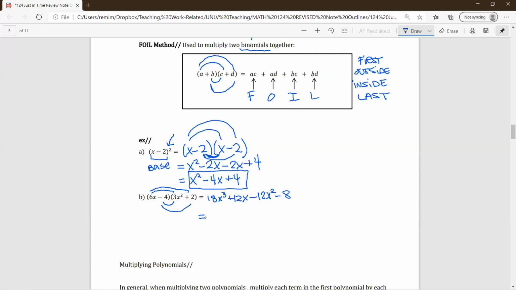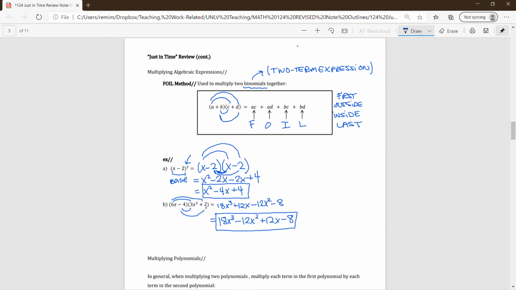And really, if you look at what we've written down for this, we can stop there. We could box the answer that we already wrote down, because there are no like terms. But I'm going to once again do it the conventional way, which is to write the terms in decreasing exponential order. So start with 18x cubed, then the minus 12x squared, and then the plus 12x, and then the minus 8. So that's the FOIL method.